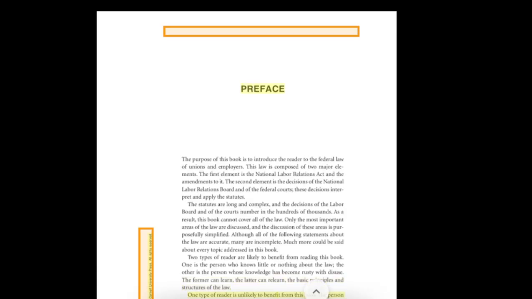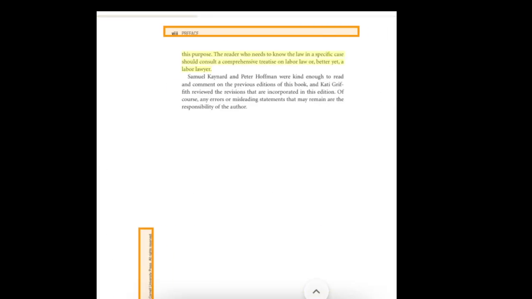One type of reader is unlikely to benefit from this book. The person who needs to know whether specific conduct, arising in a context of many other facts, is legal or illegal. Too many rules have been omitted, too many qualifications have gone unstated, for this book to serve this purpose. The reader who needs to know the law in a specific case should consult a comprehensive treatise on labor law or, better yet, a labor lawyer.